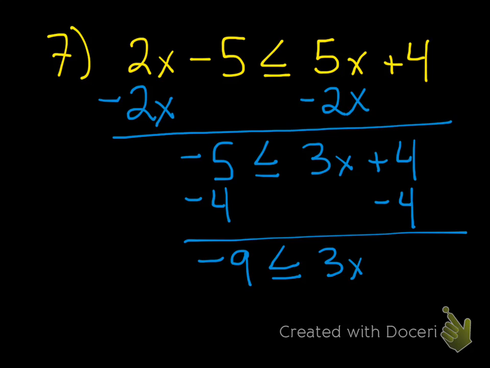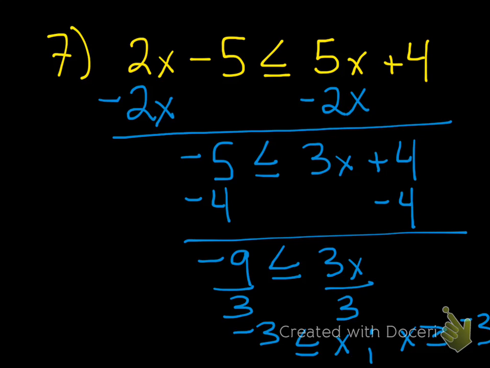All right, now to solve for x, I'm going to divide by 3. Did I divide by a negative number? No, I did not. So I get x is greater than or equal to negative 3. You can also write it as negative 3 is less than or equal to x.